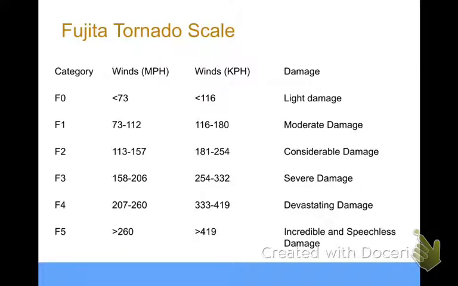Now, the damage has to be so bad, it's just speechless. You don't even have anything to say about it. That's got to be pretty bad. In the Tornado Alley area, you do see times where an entire town will be obliterated and there will be nothing left. That would definitely be from an F5. And those winds are over 260 miles per hour.